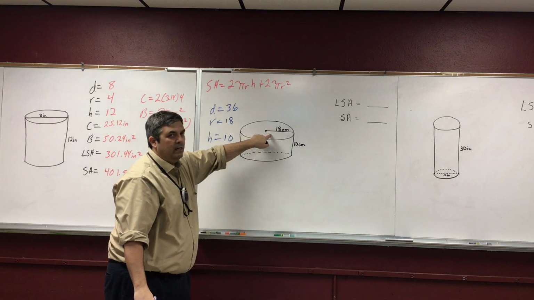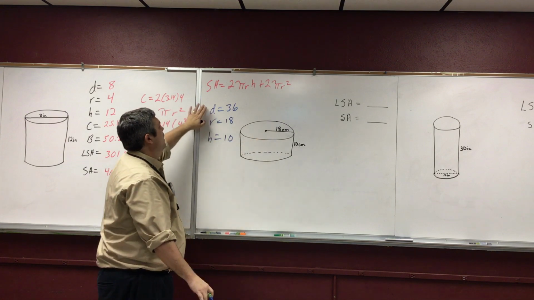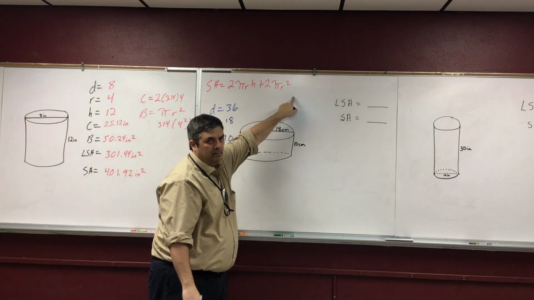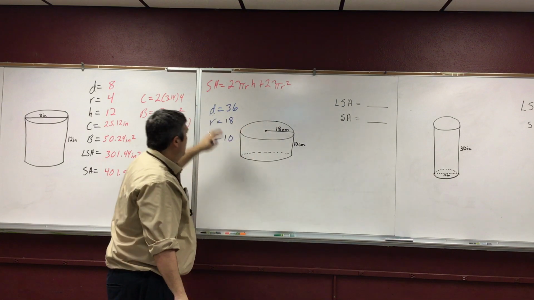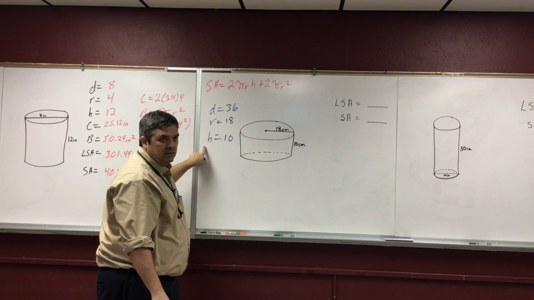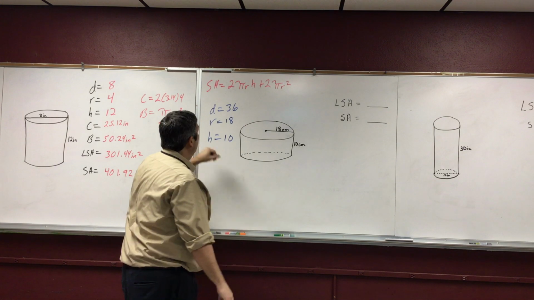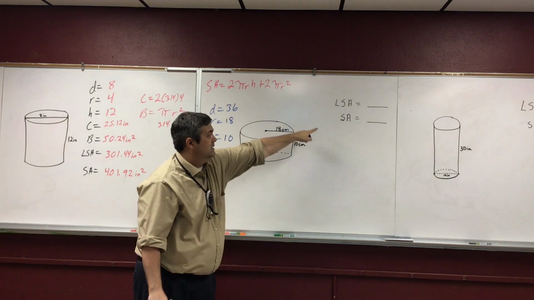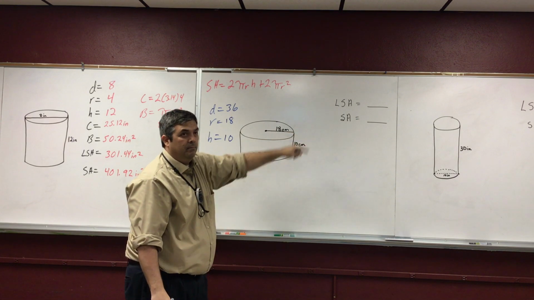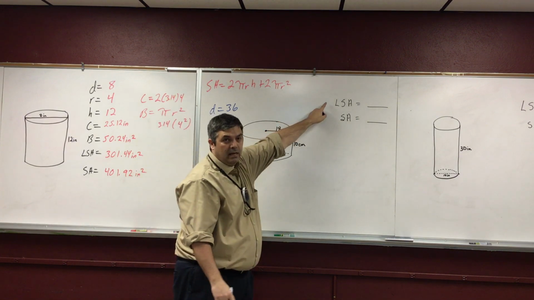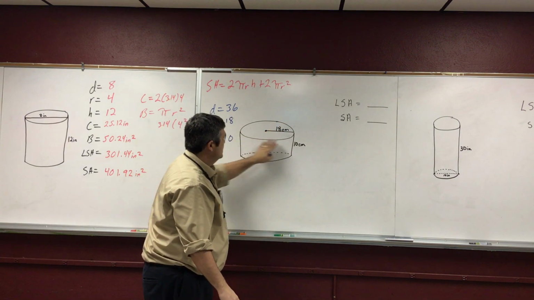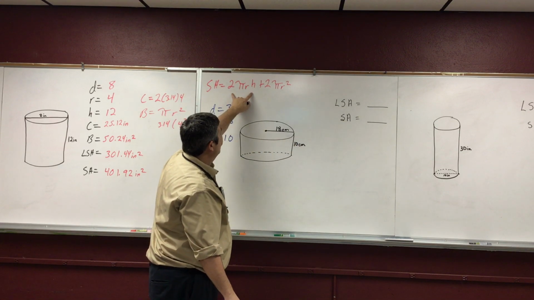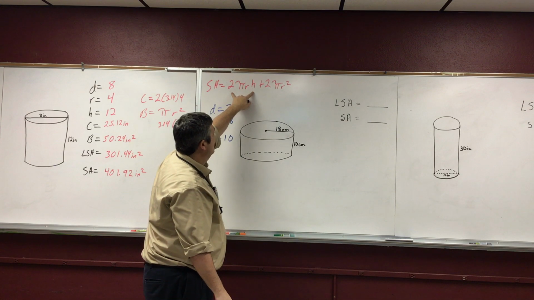Really, if I've got my radius, I don't necessarily need my diameter if all I'm using is this formula. But I like to write it down so I don't mess it up. So I'm going to take this information, substitute it in there, and get my LSA and my surface area. LSA, lateral surface area. Remember, it's this side right here. That's what they're talking about. So let's find our lateral surface area first, which is this right here.